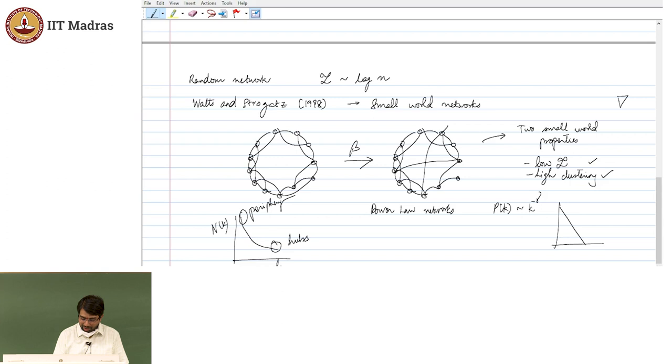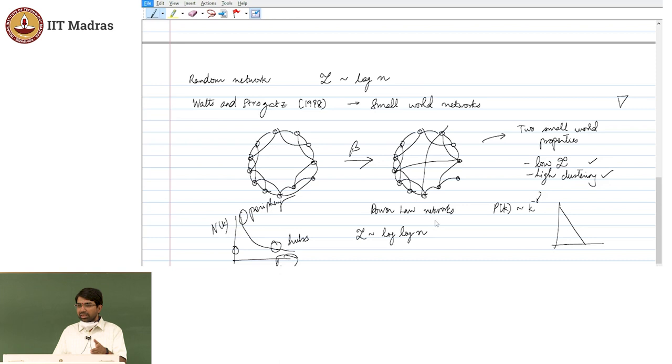This tail is very interesting. It means that at these high k's, you still have a decent number of nodes showing this kind of behavior. You have a few nodes that have very, very high degree. So these are the hubs. And so these networks show very low path lengths. So L is log log n, very, very small, and very high clustering, and very real-life degree distributions. So you look at the internet and all that, the degree distribution is like this.